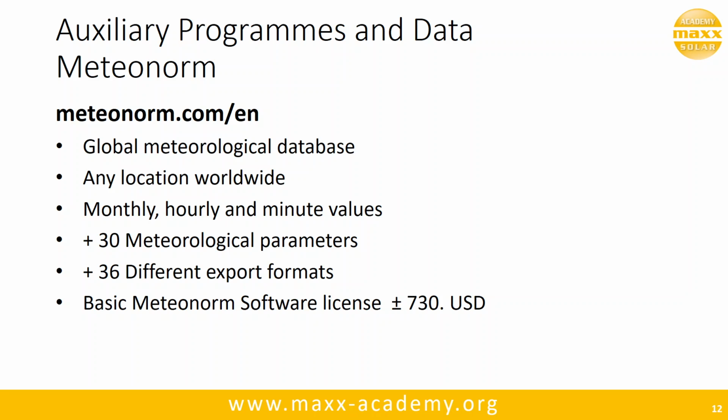So the second program we're going to look at is Meteonorm. That's basically a global meteorological database, or weather database. So it's for any location worldwide. And it's not just irradiation, but it can also give you other weather data such as wind speed and humidity and so forth. And you can even get accurate values for monthly, hourly and minute values.